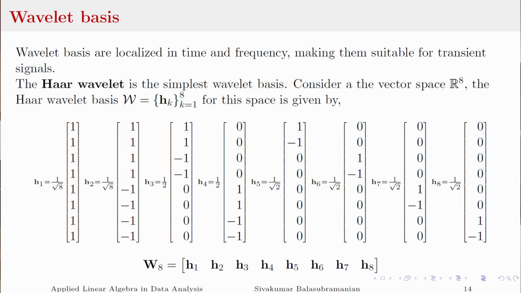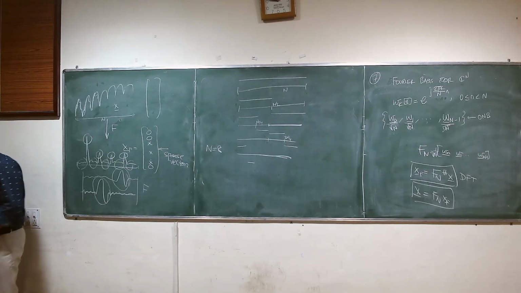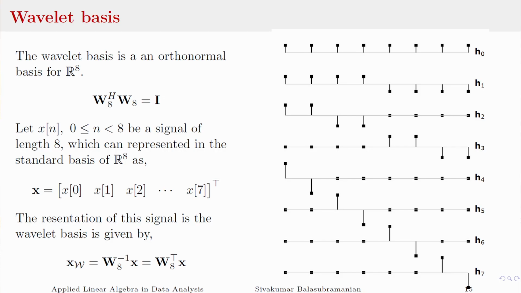You can verify that each of these has length 1 and that they are orthogonal to each other. If you take the standard inner product between any two of these signals, you get 0 if your indices don't match, if i is not equal to j. So that's essentially the plot of what I've shown there. For W8, the Haar wavelet for signals of length 8, W Hermitian W8 is I. That means the columns, the basis vectors, do form an orthonormal basis.